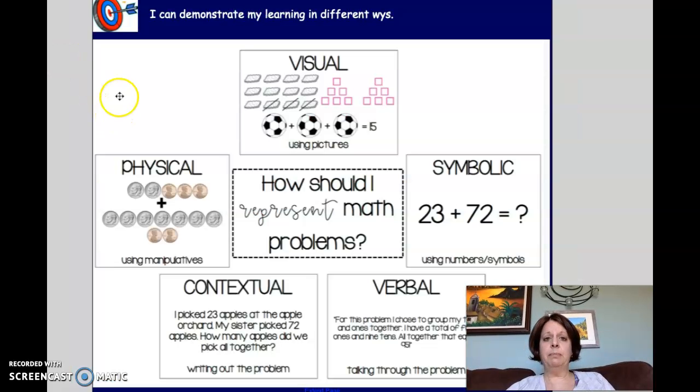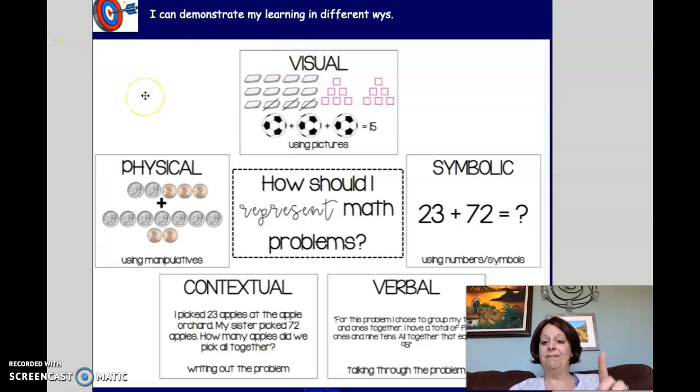All right, guys, remember our different ways that we can demonstrate your learning? Visual, symbolic, verbal, contextual, physical. If you are wondering more about these, just go back to the slide and check it out. And in my video number 1, I went into detail about all of these quite a bit, so you can reference that if you'd like.